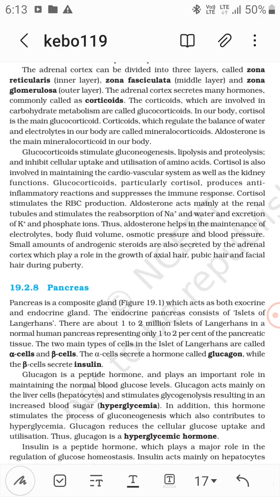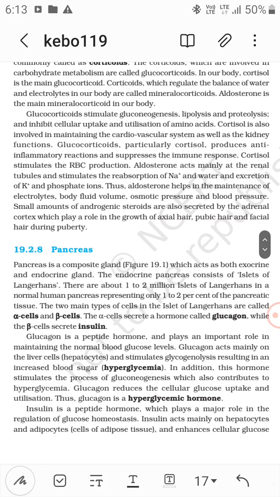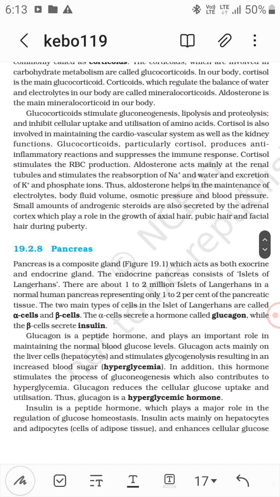Glucocorticoids stimulate gluconeogenesis, lipolysis, and proteolysis, and inhibit cellular uptake and utilization of amino acids. I mean, it just increases the glucose level in the body, right? Cortisol is also involved in maintaining the cardiovascular system as well as kidney functions. Glucocorticoids, particularly cortisol, produce anti-inflammatory reactions and suppress the immune response. Cortisol also stimulates RBC production.